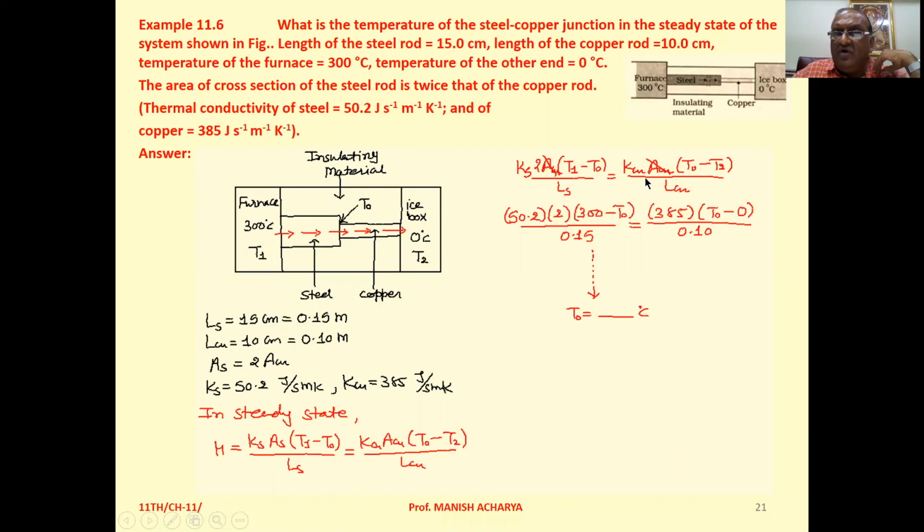Thermal conductivity of copper given to you, 385, then T0 minus T2, temperature of ice box, that is 0 degrees Celsius, upon L copper 0.1. Now solve this equation and make T0 the subject, you will get the temperature at the junction. Clear to all of you?